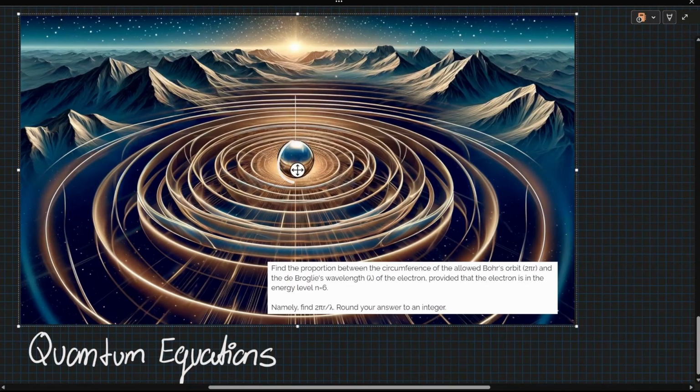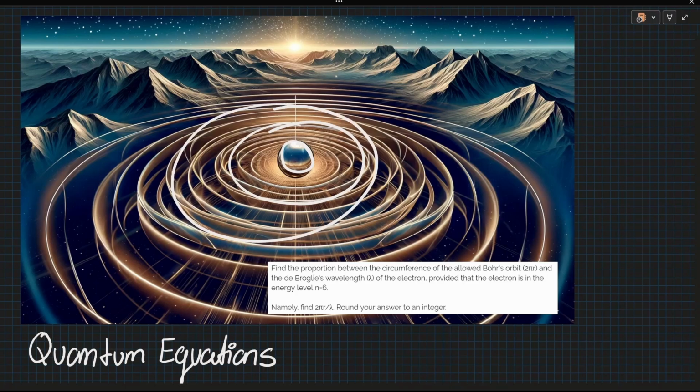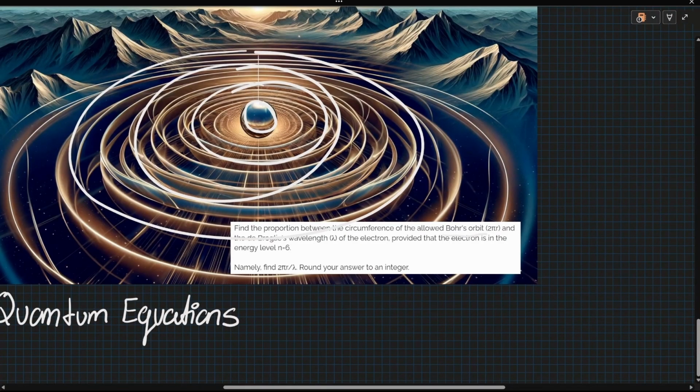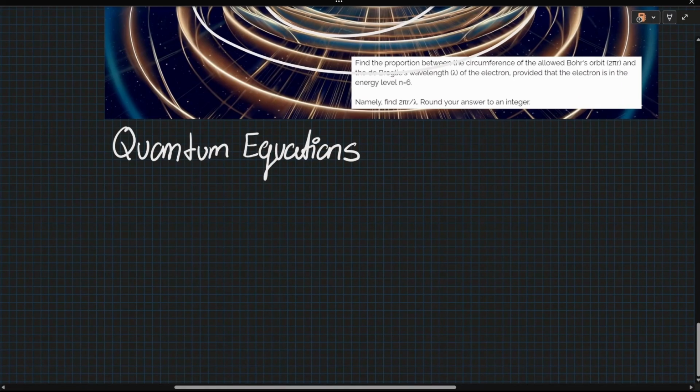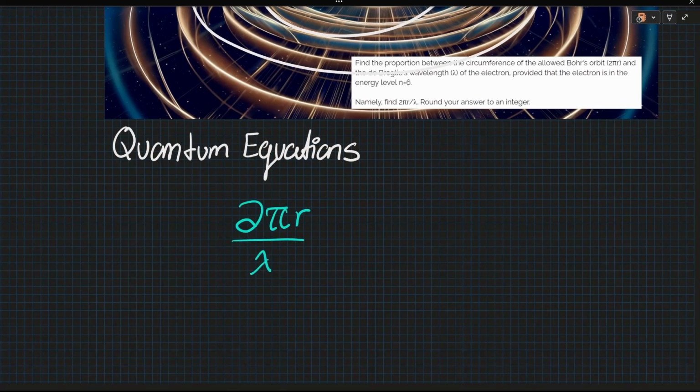So we sort of have this model here. We have this central nucleus, and these edges or orbitals, so these energy levels, and these orbits are what we call the Bohr's orbit. So it's asking us what is the ratio between 2 pi r and lambda, right? And in this case, 2 pi r over lambda, that's our unknown.